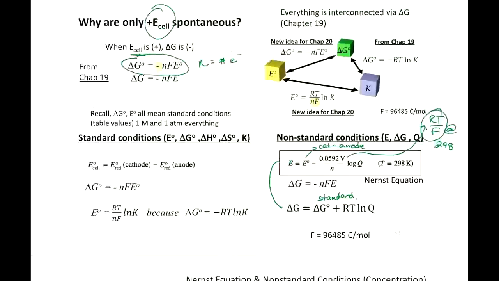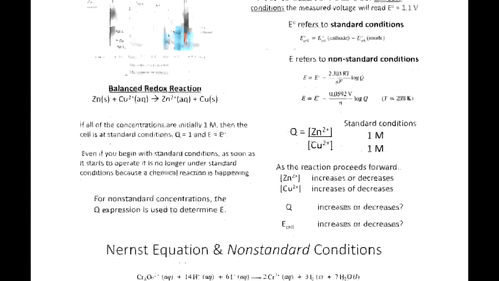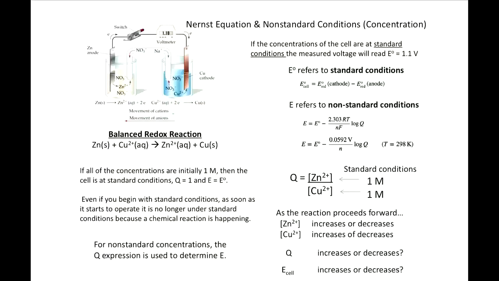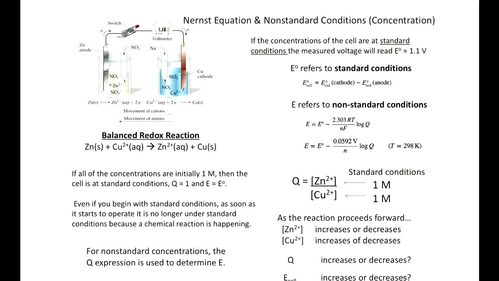All right. Okay, so let's think about the relevance of this and how batteries and electrochemical cells operate. So here I have a redox reaction between zinc and copper again. In this balanced redox reaction, zinc is being oxidized, so it's the reducing agent. Copper 2+ is being reduced, so it's the oxidizing agent.